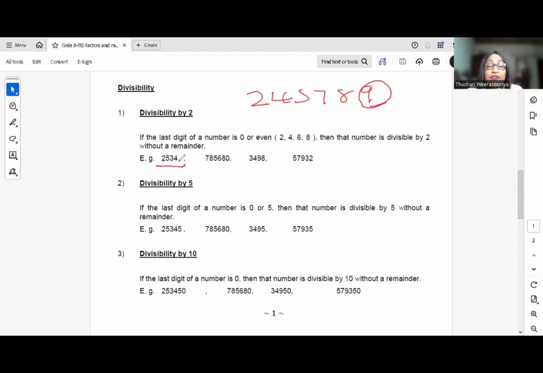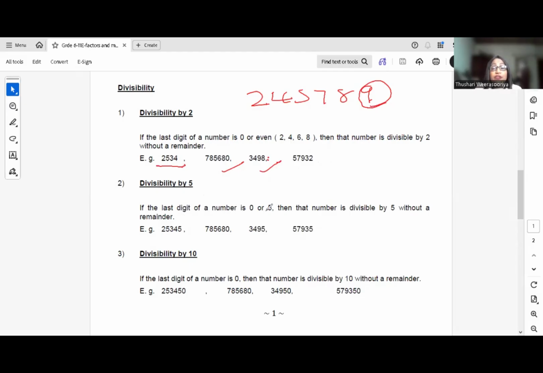Look at this. Last digit is 4, so this is divisible by 2. This one ends in 0, divisible by 2. This one ends in 8, then the whole number is divisible by 2. Then this last digit is 2, divisible by 2. Is that clear? Actually, the last digit 8 is divisible by 2, so the whole number is divisible by 2, not 8 divided by 8. Earlier I said it that way.